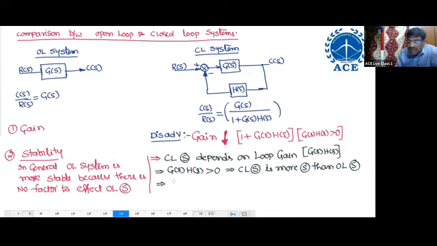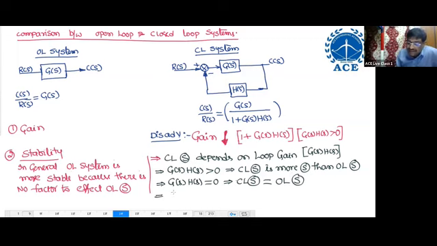In case GH is equal to 0, what does 0 mean? Not G equal to 0 and H equal to 0. G equal to 0 means no system at all, and without a system there won't be any feedback. So GH equal to 0 means H equal to 0 by default. H equal to 0 means no feedback, so closed loop stability equals open loop stability.